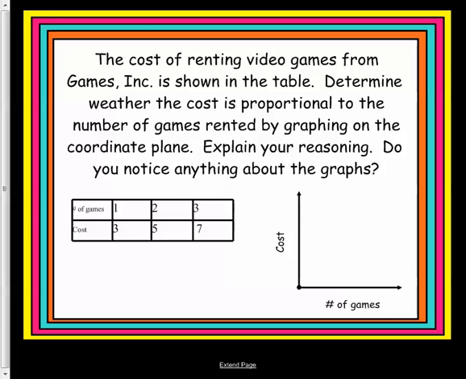Let's look at another example. The cost of running a video game. Go ahead and try this one and I'll be back to show you the answer. The first thing that I did was create my graph with my axes labeled. Now I'm going to plot my point.